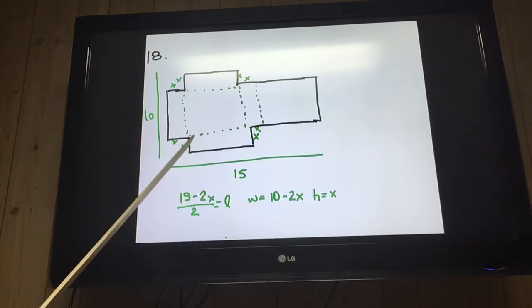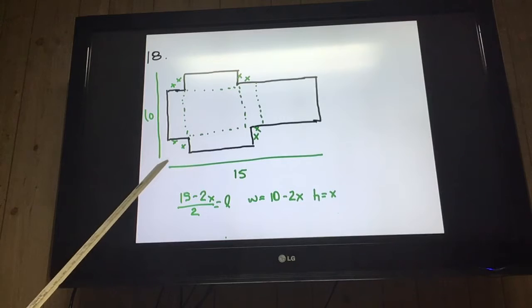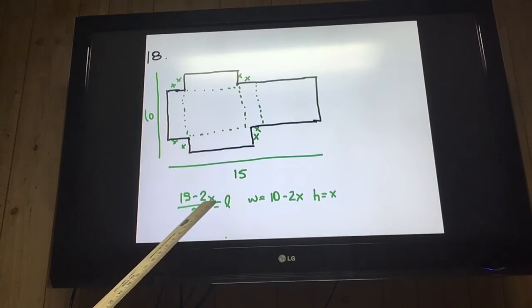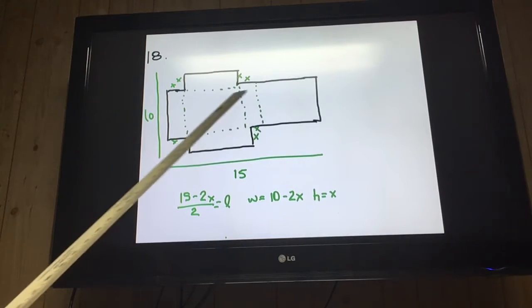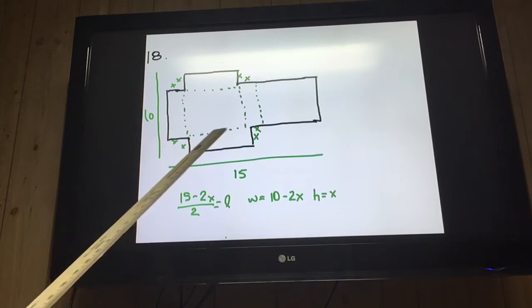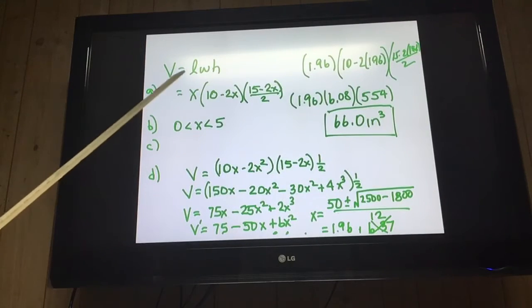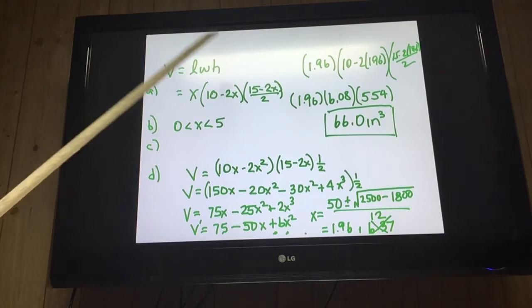These fold up, so these are my height, so this is my x for my height. Here, I have to remember this whole thing is 15. So if I take out this x and take out this x, that leaves me 15 minus 2x. Now I've got two pieces that are the same size. I only want one piece, so I divide by 2. So that's where I get 15 minus 2x over 2. Now I have my length, my width, and my height. Again, we're looking for volume of a box: volume equals length times width times height.